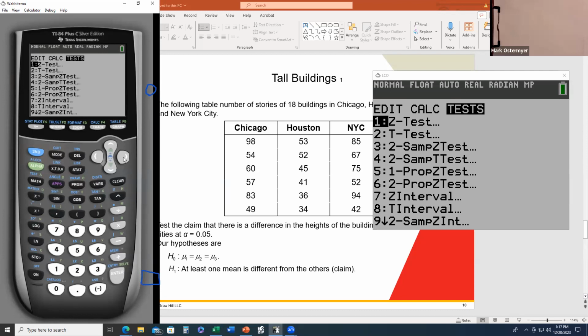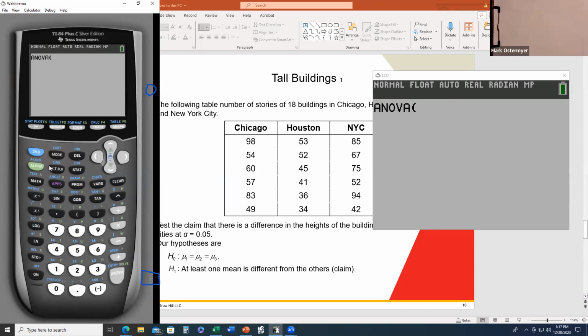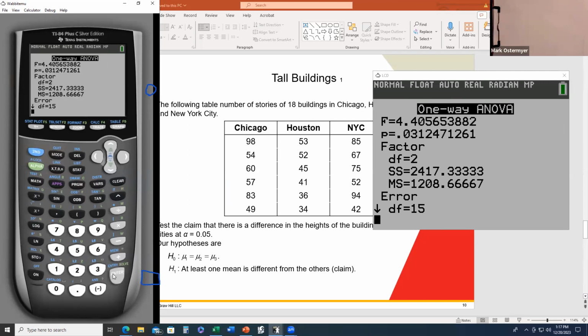Now, instead of scrolling all the way down, if you just hit your arrow key up once, you come to the bottom of the list, ANOVA, immediately. Select ANOVA, list 1, 2, and 3. Make sure you separate these by commas. And away we go. So the test statistic is about 4.41. P-value is about 0.03, so we can definitely reject at 5%, but we could not reject at 1%. So like I said, it's not an extremely conclusive test.